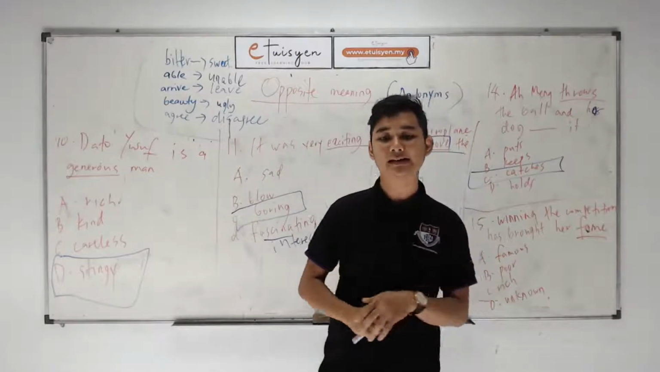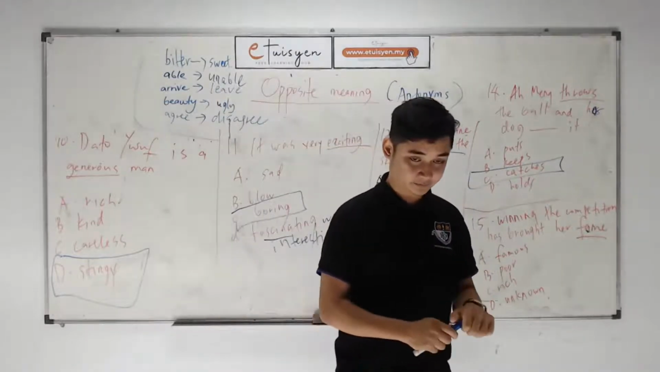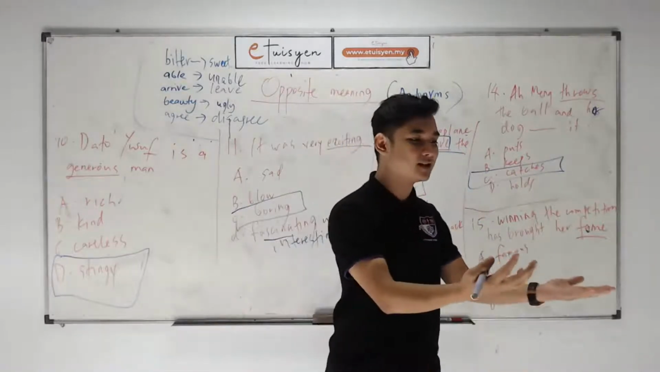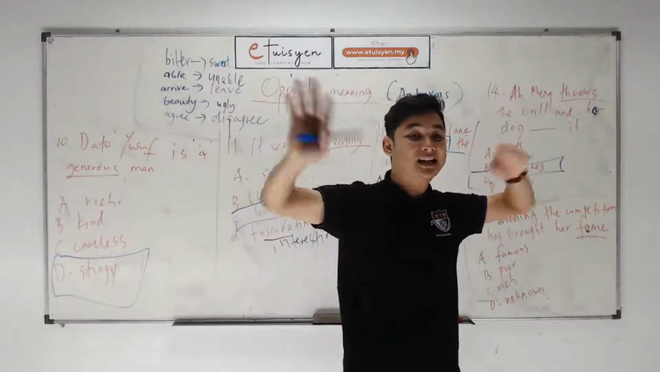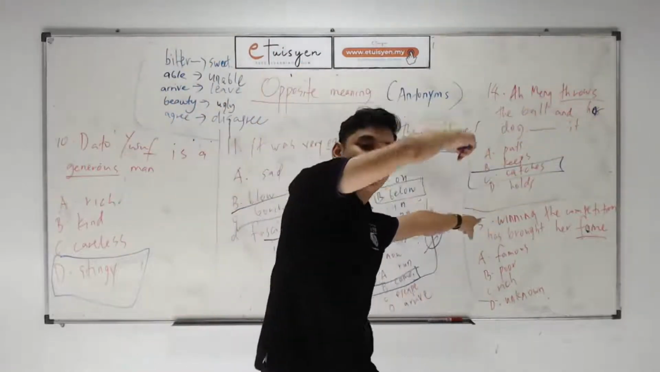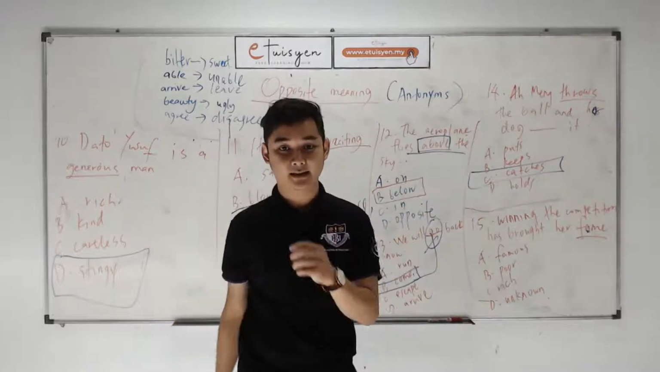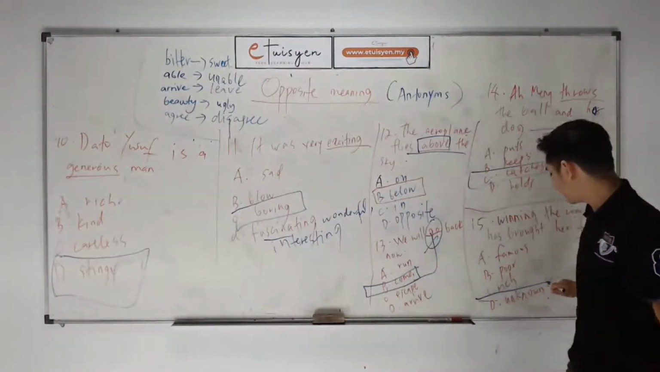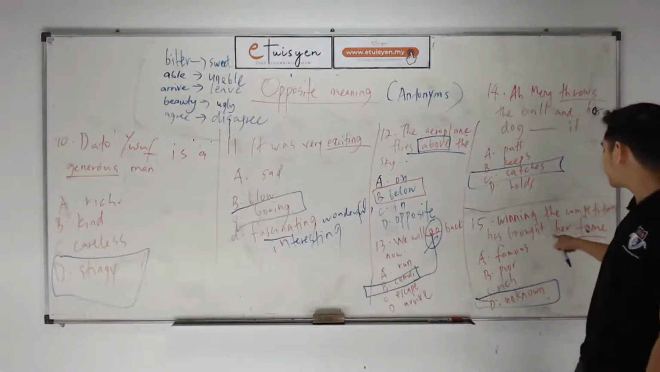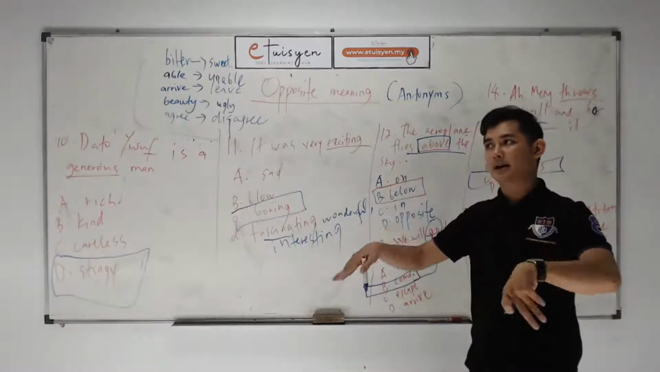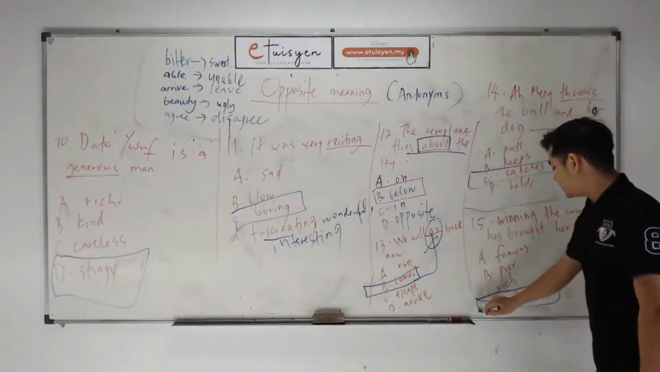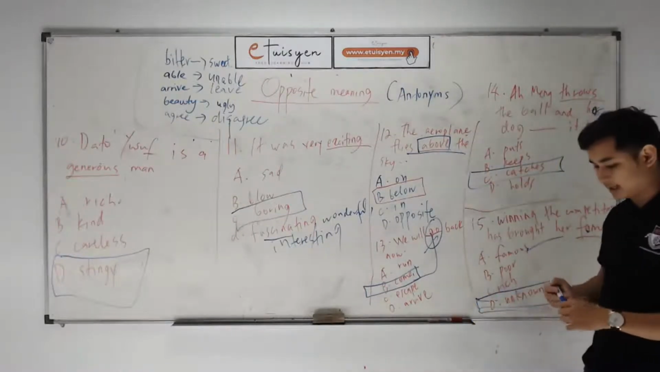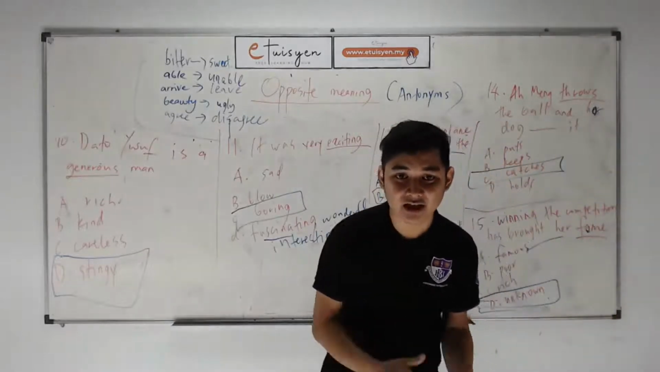Kenapa unknown? What is unknown, Izzati? What do you understand by unknown? Unknown is tak diketahui. Bila tak diketahui, maksudnya tak dikenali. Okay? So that one is opposite meaning for fame. Tidak dikenali. Correct. Good, Izzati, Arhab. Alright? So, unknown. Winning the competition has brought her fame. Fame, terkenal, dia punya antonym adalah unknown, tidak dikenali. Kalau kita bercakap tentang sinonim, famous lah.